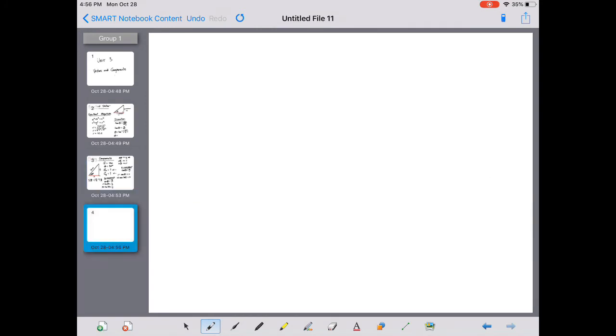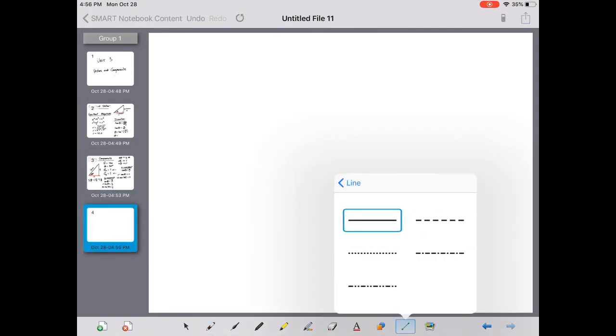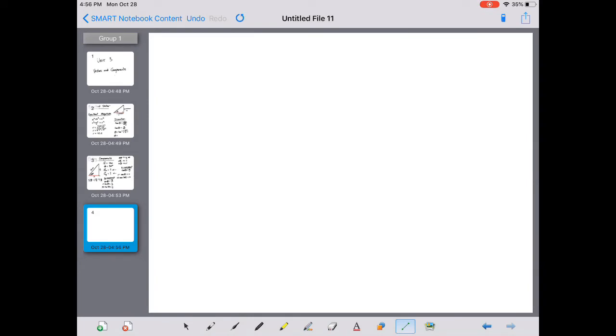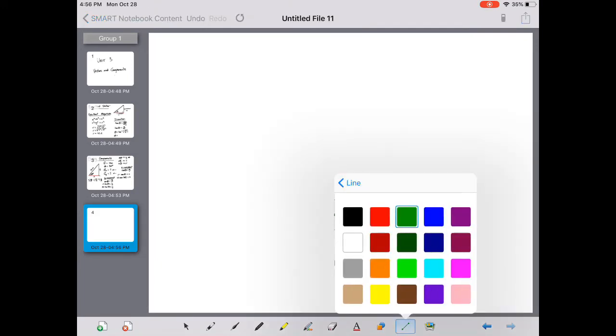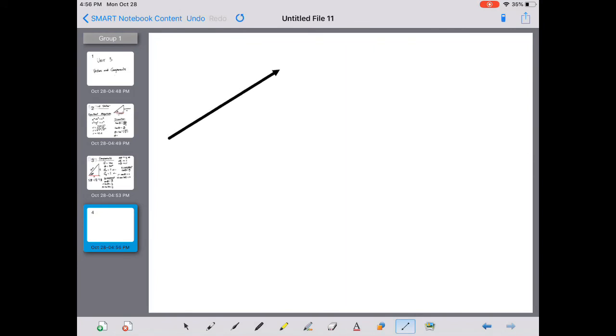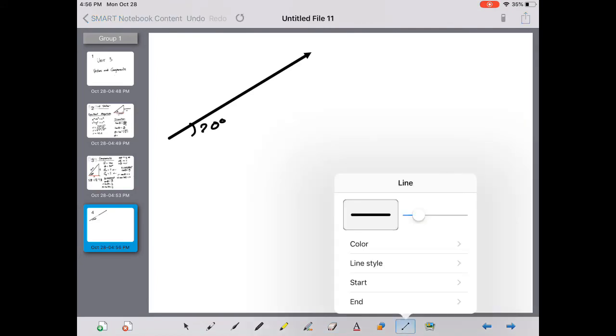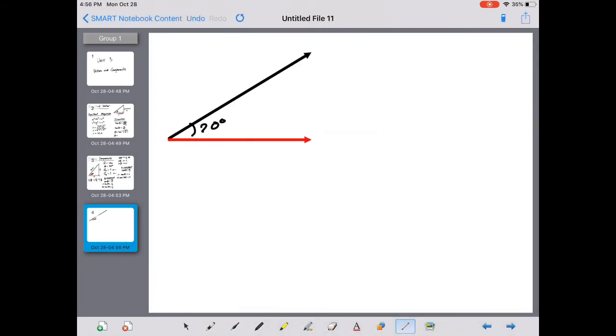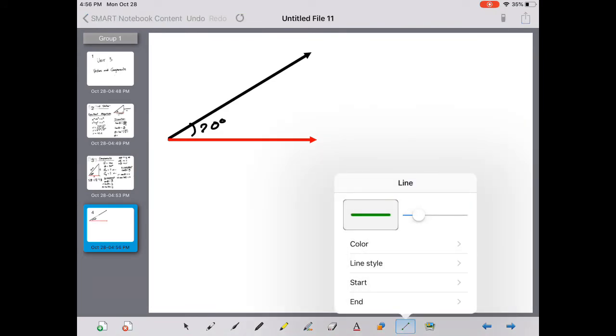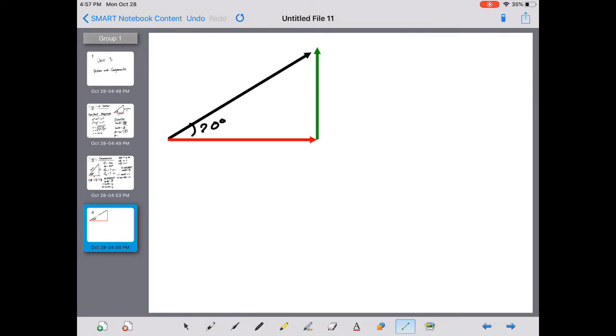You can do the same thing if you're given other pieces to the puzzle. So let's say that a problem says a ball is launched at an angle of 20 degrees and it has an initial horizontal velocity of 8 meters per second. So let's draw that out. Here's my horizontal velocity. Here's my vertical velocity, and we know that this is 8 meters per second. And what I want to know is what is the total velocity? What is the resultant velocity here?